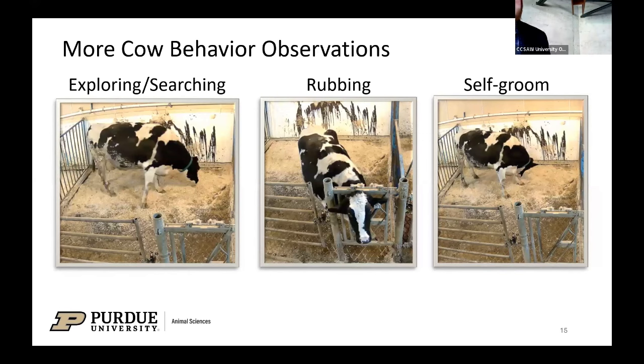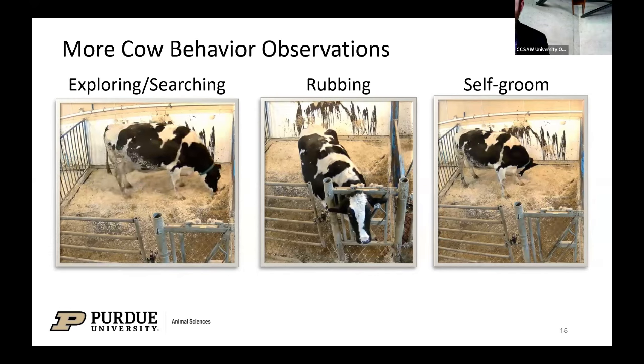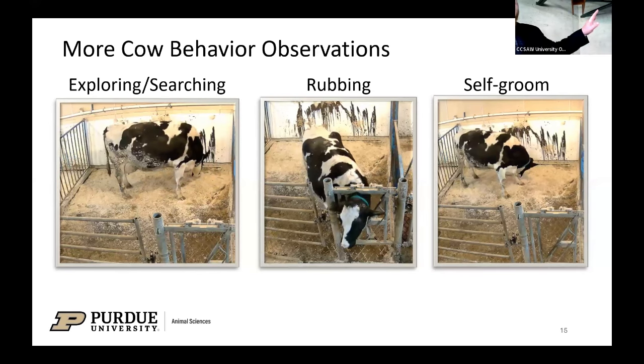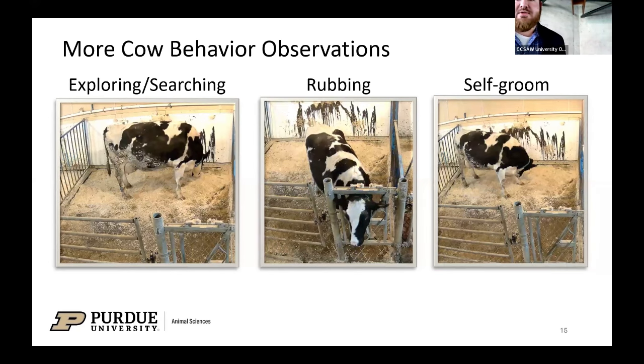Further cow behaviors we observed were exploring or searching, where the cow's nose was within 5 centimeters of any of the 5 solid planes in her environment. We explored rubbing. I promise she's not stuck in this video. The cow would rub on one of the surfaces within her environment. And self-grooming, where the cow's tongue was in contact with herself.